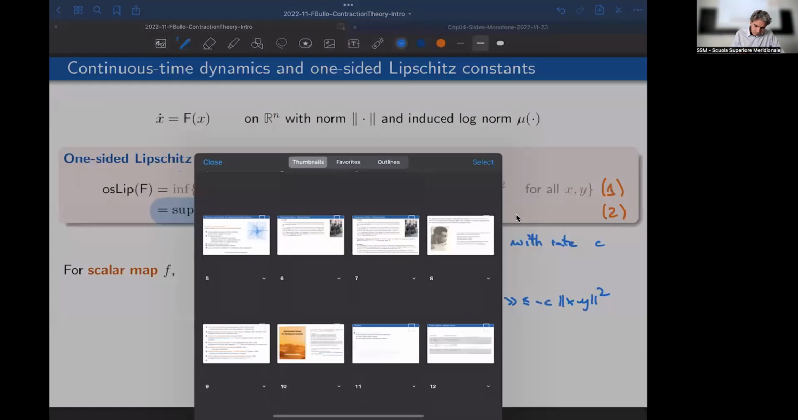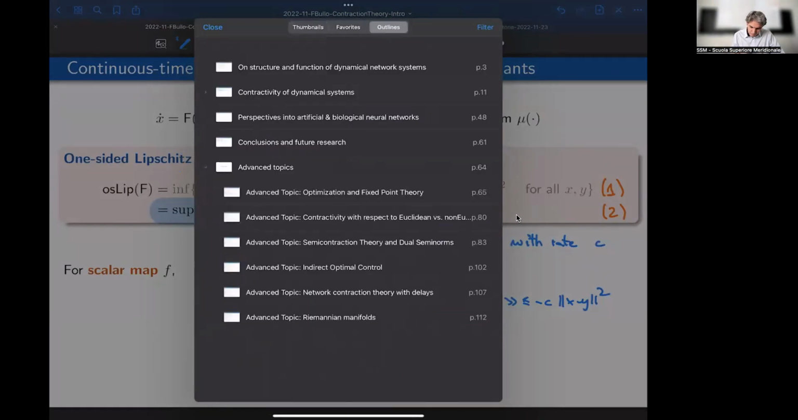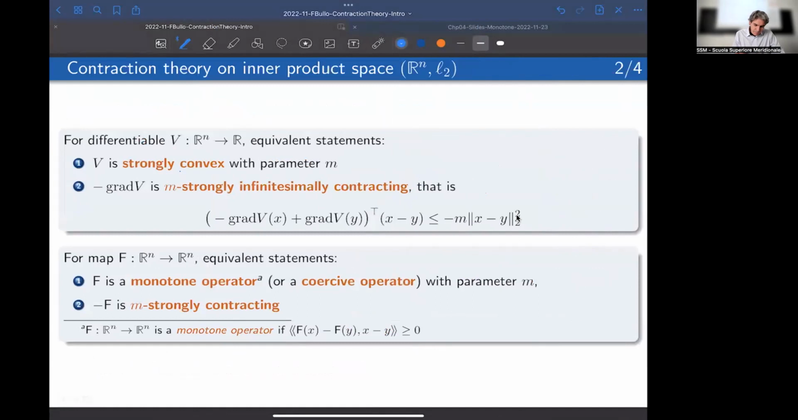Let me show you what I wrote here, like a summary slide of this set of ideas. By the way, I'm working here with differentiable functions. Saying that a function is strongly convex is the same as saying that minus the gradient is strongly infinitesimally contracting. By the way, the minus sign plays no role, right? Because minus the gradient of V is equal to the gradient of minus V. And I could have said that contractivity is the same as concavity. But everybody likes to talk about convexity. So there's a minus sign floating around, nothing to worry about.